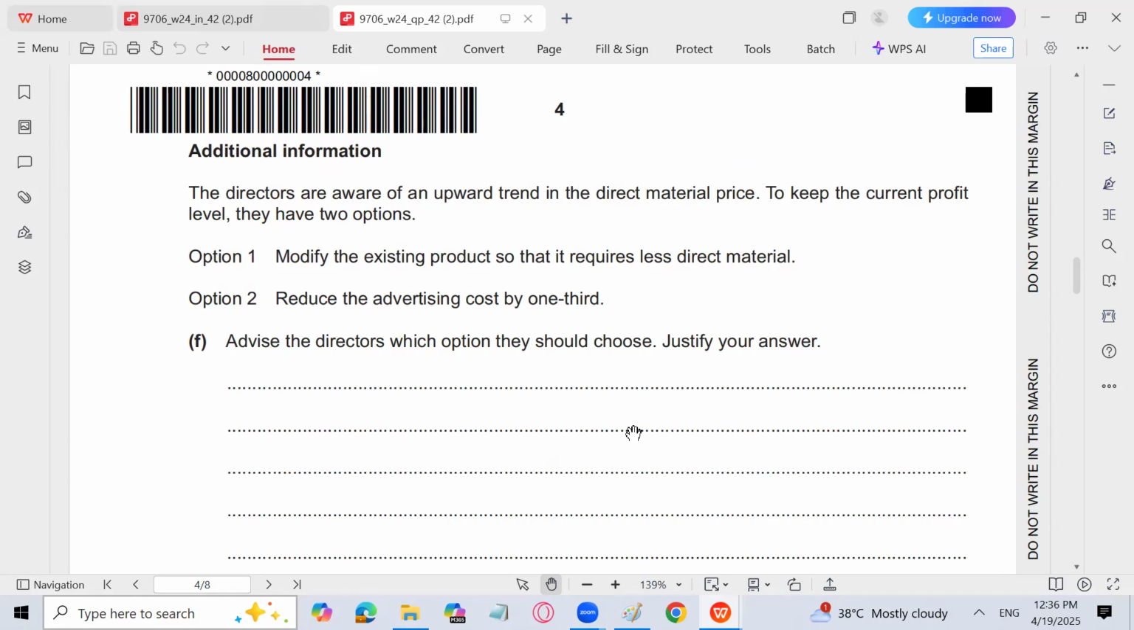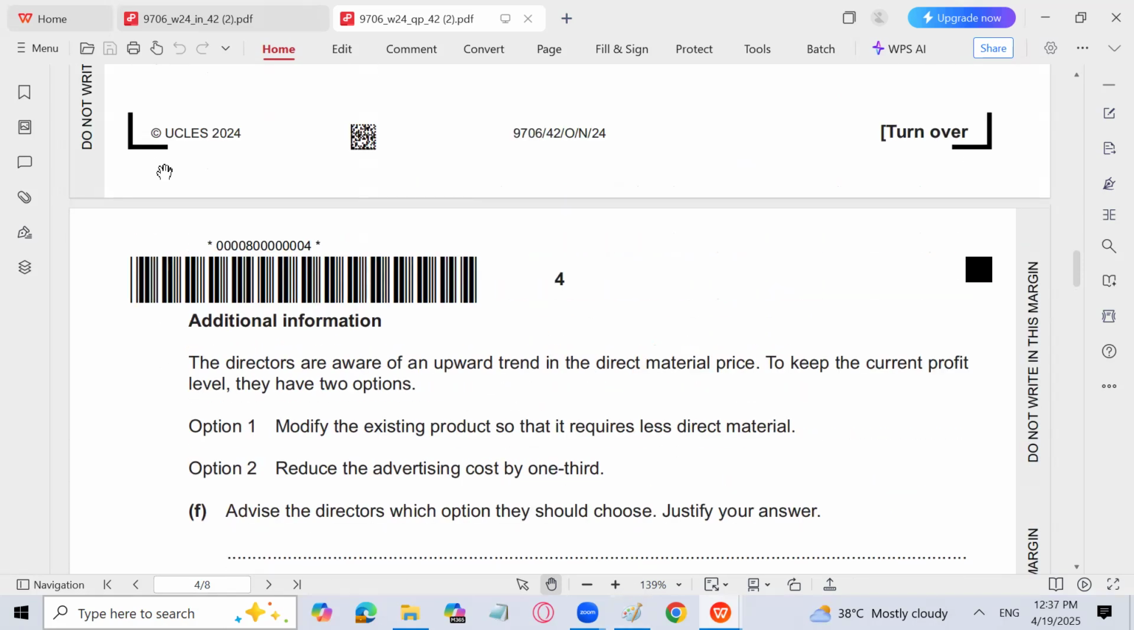Reduce the advertising cost by 1/3. So the material price we can increase, right? And because of that, obviously, our material variance might go adverse. But the advertising cost we need to reduce by 1/3. Advertising cost is basically a fixed cost. So it will affect our expenses and it will affect our overhead cost.